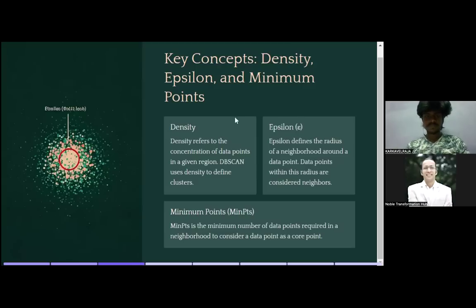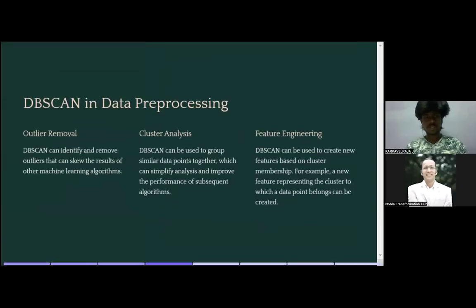Yeah, moving on, let's see DBSCAN in pre-processing. This is what we mentioned in the previous slide itself. That is data pre-processing. Outlier removal: DBSCAN can identify and remove outliers that can skew the results of other machine learning algorithms. As I mentioned, because it creates clusters in an unstructured format, whatever data point doesn't belong to any cluster becomes an outlier, and you can find it and remove it.